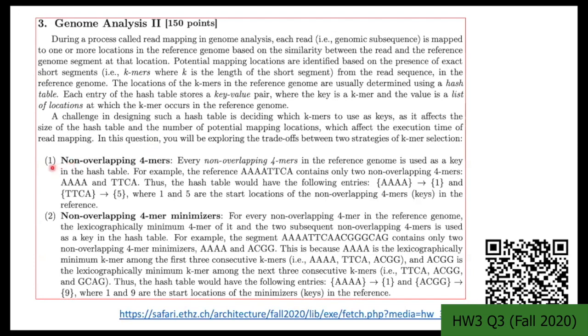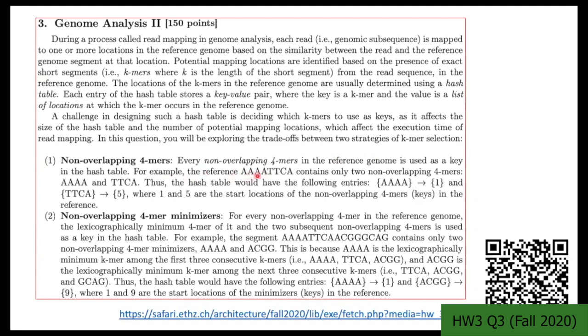The first one, we refer to it as non-overlapping 4-mers, and 4 here is the k, which is the length of the short segment extracted from the read or the reference. Every non-overlapping 4-mer in the reference genome is used as a key in the hash table. As we mentioned, we always store key-value pairs in the hash table, and the key here will be the 4-mer and the value will be the location.